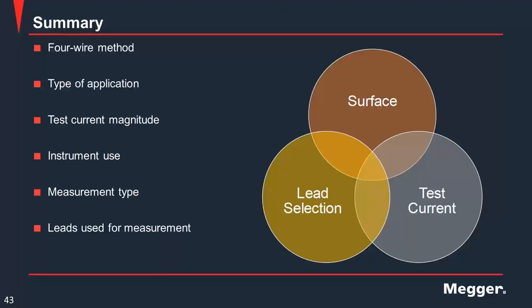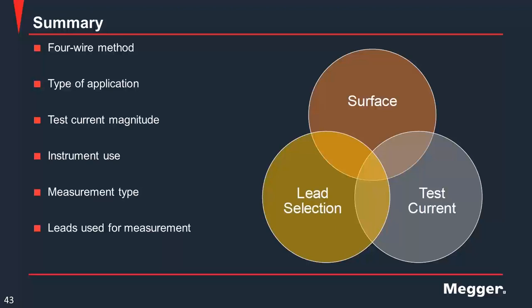You need to use a separate current probe and a separate potential probe to get an accurate measurement. Next, we also talk about the type of application. The type of application tells you what kind of surface you are going to measure. This is very important to understand because it can affect the measurement. Next is the test current magnitude, which will also impact the measurement. Sometimes a higher current is better, but keep in mind you need to check the rating of the test instrument and not exceed that rating.